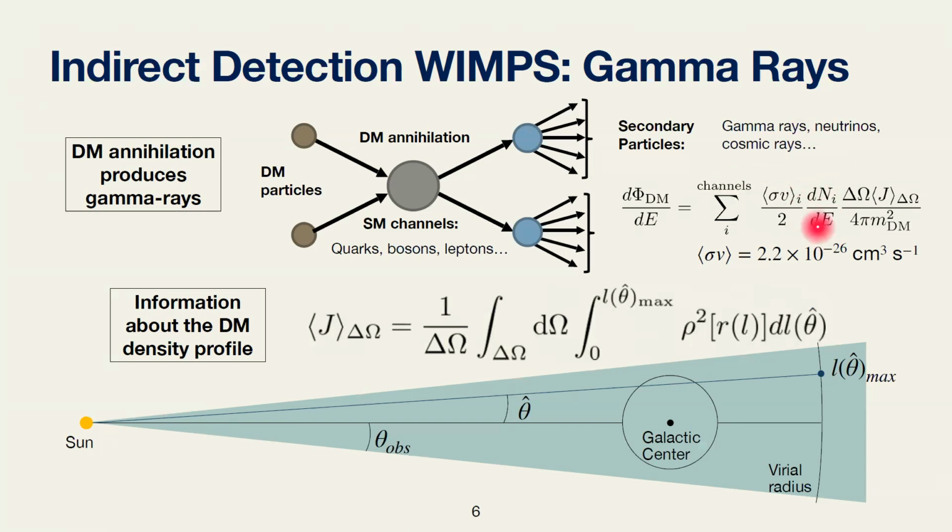And then we have this part here, dN/dE, which is the particle physics part, and in this case I am using the Cirelli code to extract the flux. And finally, we have the J factor, which is where the information about the dark matter density profile is located, which is basically the integral of the dark matter density profile squared along the line of sight, as we can see from this picture.